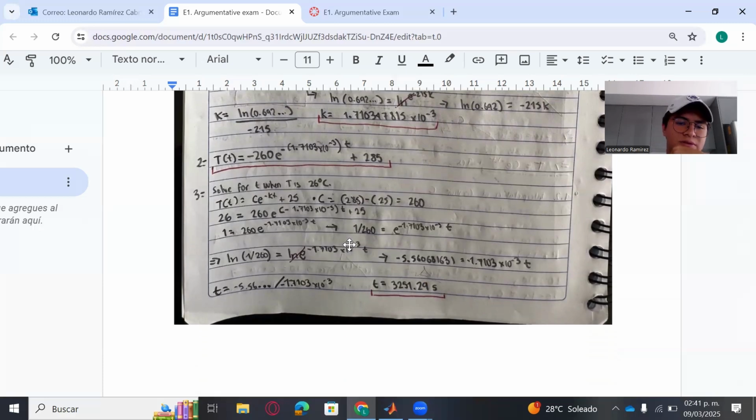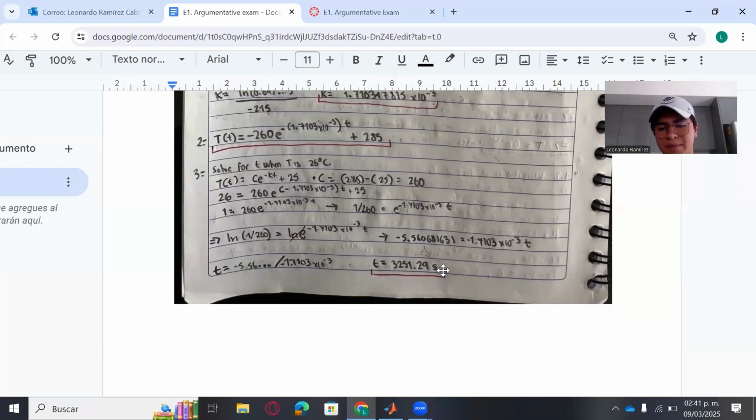Then, to solve for the time when the temperature is equal to 26, similarly, we can just substitute. And at the end, we end up with time being this result here, which is nearly 3,251.29 seconds.